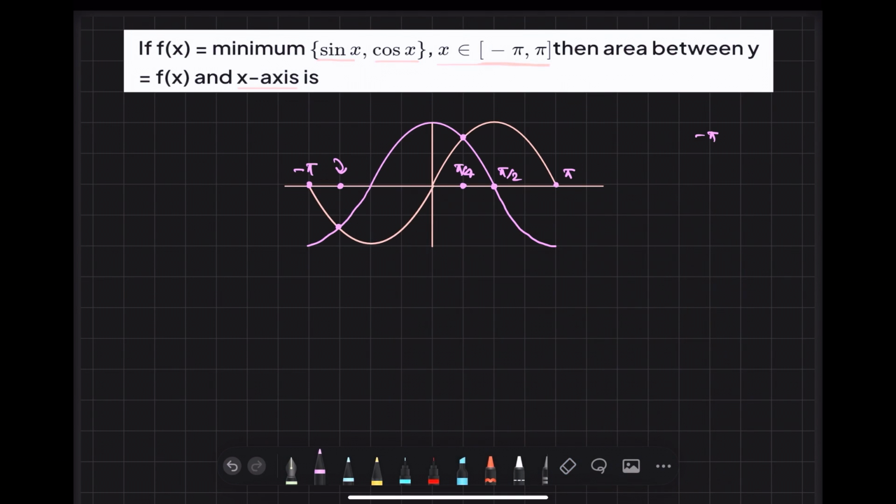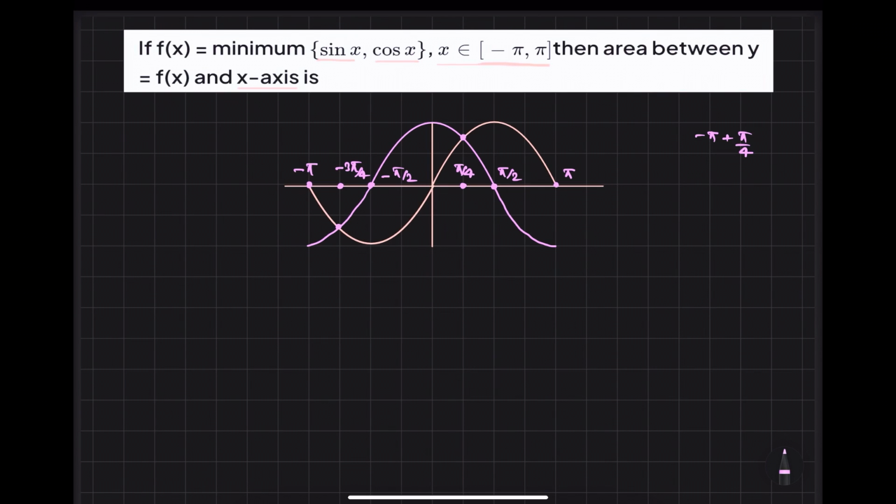Now, look at here what will happen. So this thing will become minus pi plus pi by 4. So it is minus of 3 pi by 4. I hope this thing is clear. And this thing is minus of pi by 2. So these are the points where we have to be focused.